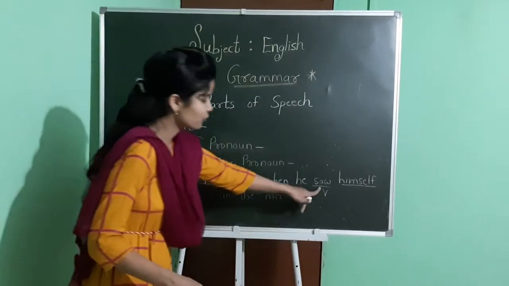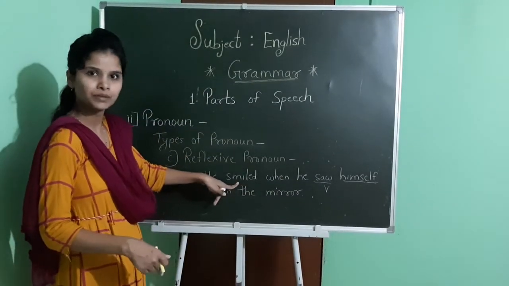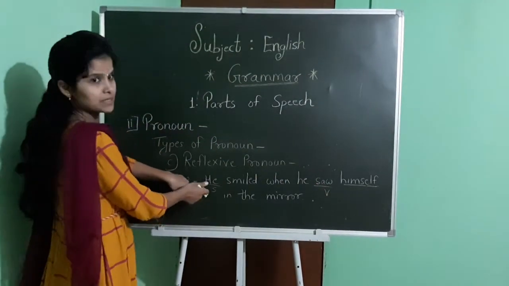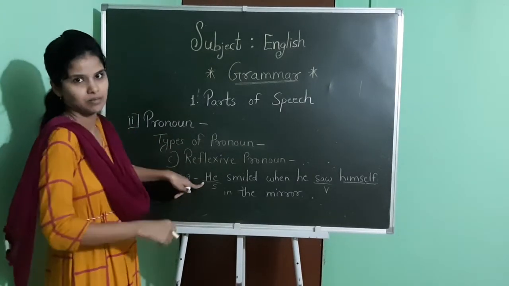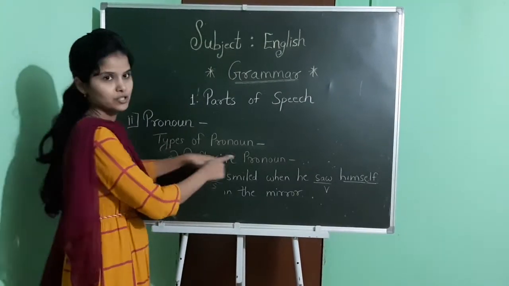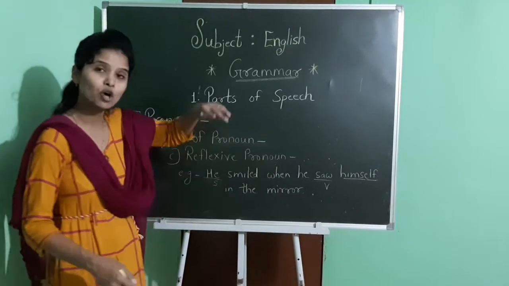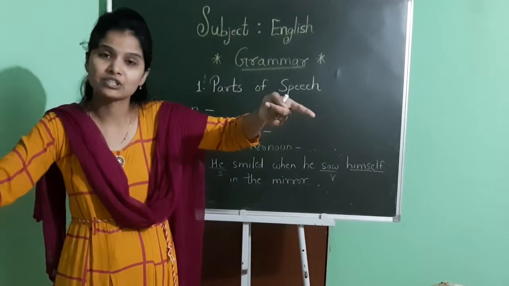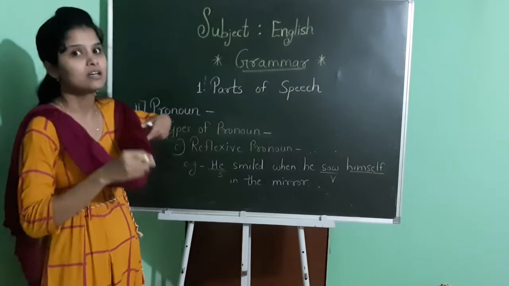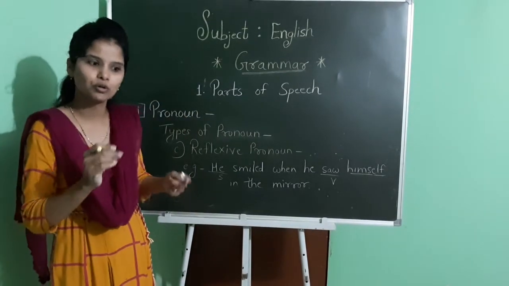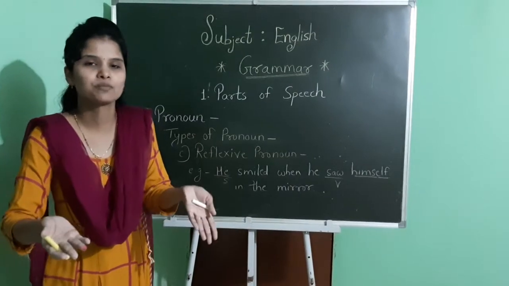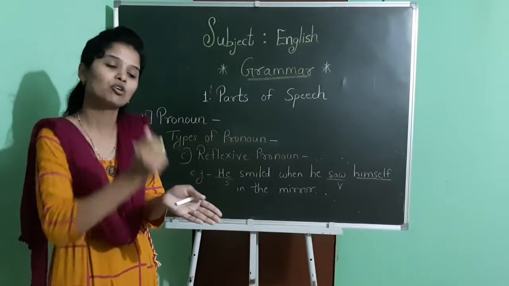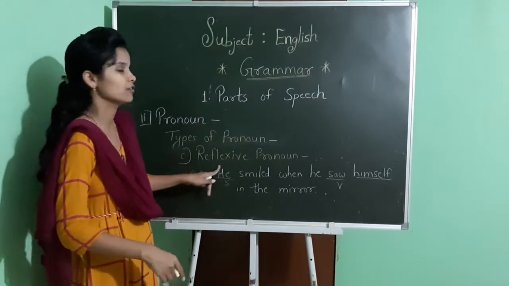When he saw himself, at that time only he smiled. Yes, it means that the action of seeing reflects upon the subject himself. It affects the subject himself. That's why it is called a reflexive pronoun. When that action is done, at that time only another action happens, and that's why it is called reflexive. In the title only, reflexive is given; it shows reflection. What is the reflection of seeing? He started to smile. That effect of that action is done on the subject only, and that's why it is called a reflexive pronoun.